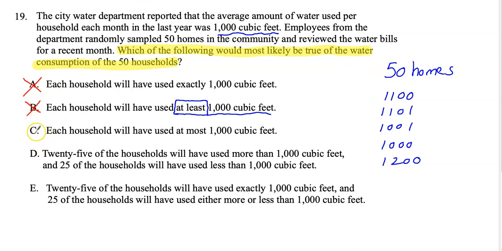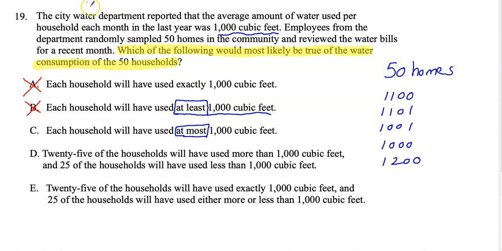C. Each household will have used at most. Now, at most means 1,000 feet or less. Think about it. If I said you have in your wallet at most $100, you would have $100 or something less than that.